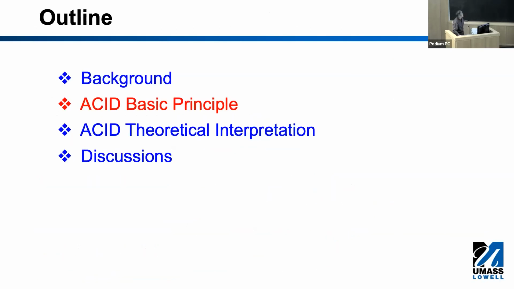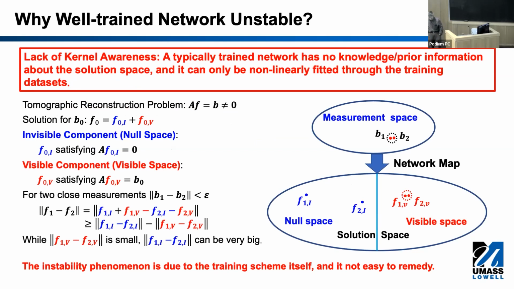Next, let me give more detail about ASIC. So here is the principle. To understand why we need ASIC, we need to answer the question: why is one well-trained neural network usually unstable for the inverse problem, particularly for tomographic reconstruction? The simple answer is that the neural network actually lacks kernel awareness. Briefly speaking, that means the neural network has no prior knowledge or information about the solution space.